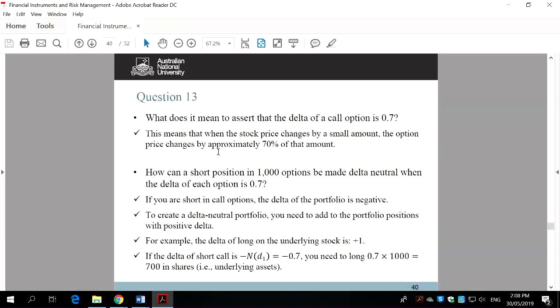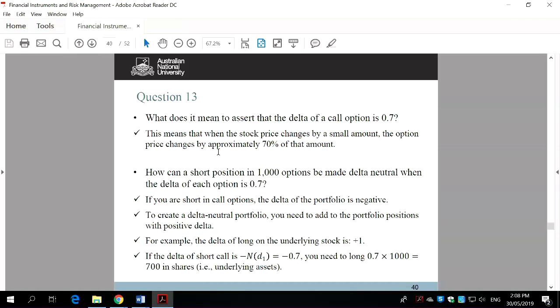Okay, so let me ask you, what are some of the problems you encountered when using delta hedging? Do you guys still remember what are some of the problems you encountered when using delta hedging? Give me some of the problems. What's the first problem? Remember, delta hedging is not perfect. There are some issues with delta hedging.